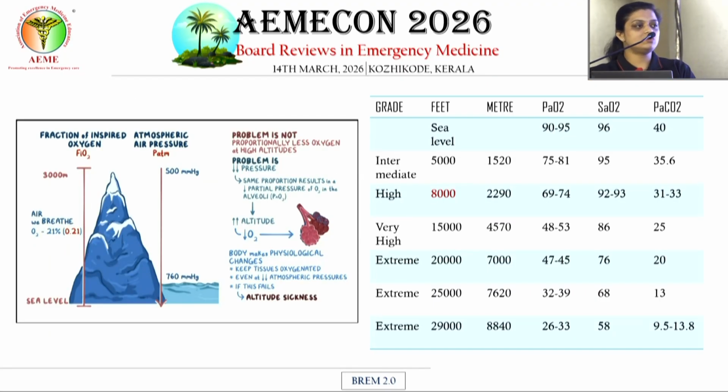So what happens when you go up? FiO2, the fraction of inspired oxygen, does not change much. Oxygen molecules are present everywhere. But the atmospheric pressure is very low, so the effective number of oxygen molecules you can inhale is very low. You can see that at 8,000 feet, the PaO2 levels are like 69 to 74. That is the culprit for all the manifestations of high altitude illness.